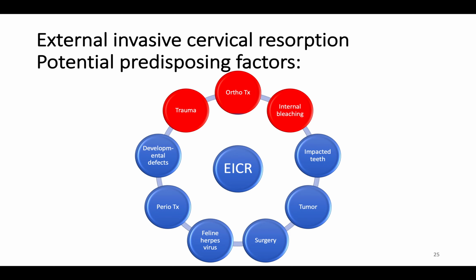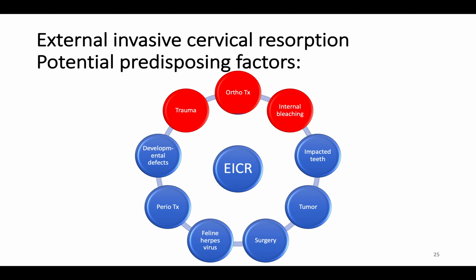There are other potential predisposing factors. Periodontal treatment, resulting in damage of the cementum, the protective layer of the root surface. Sometimes developmental defects between the cementum and the enamel, if there is a gap and the dentine is exposed, this can predispose the patient to external invasive resorption.